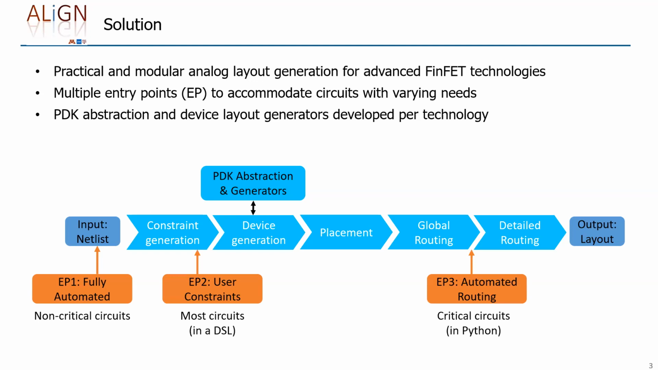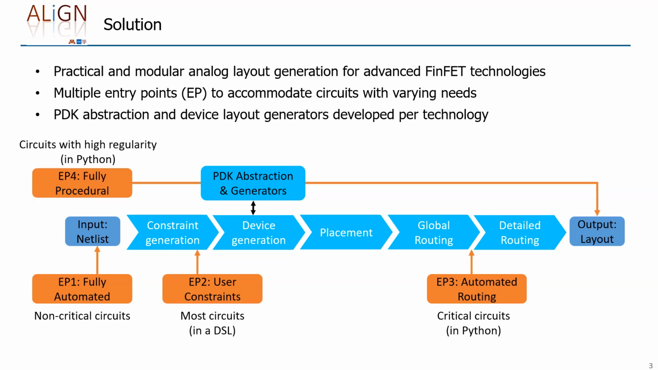Yet there are still a few very demanding circuits that require more control by the engineer. And this is what we call entry point 3. What happens here is that, now in Python, the user or design engineer can codify the placement and the route plan, which is also known as global routes, and then still utilize automated detailed routing, which is still a big, hard problem, especially with advanced FinFET with multiple patterning.